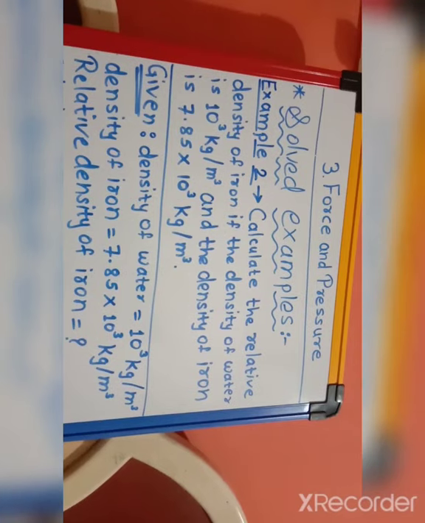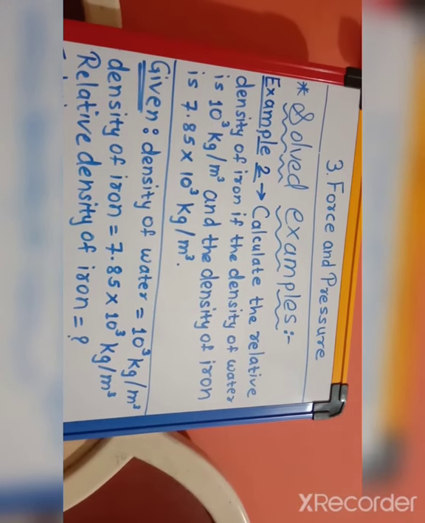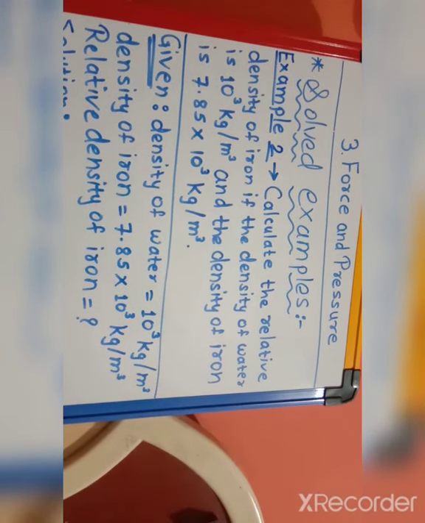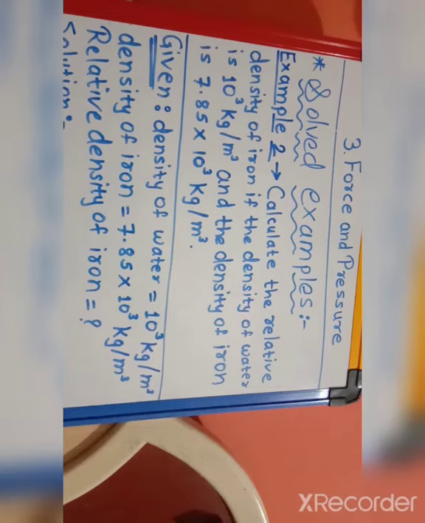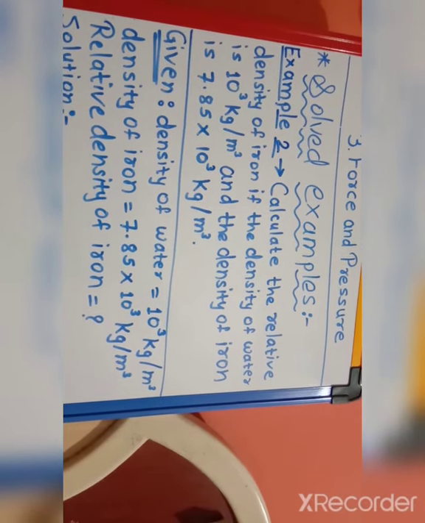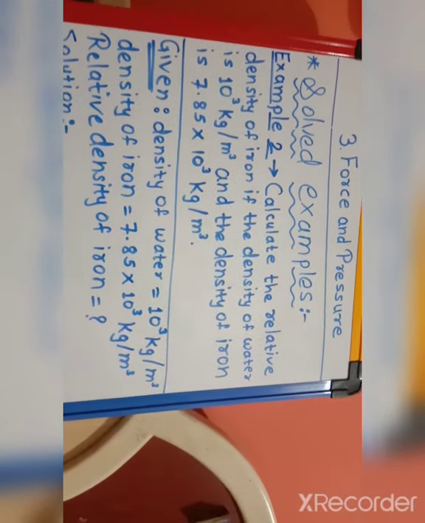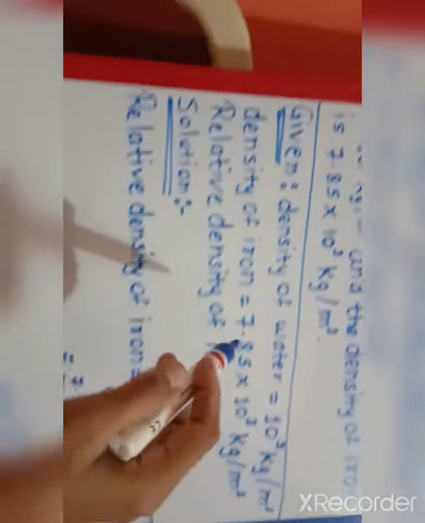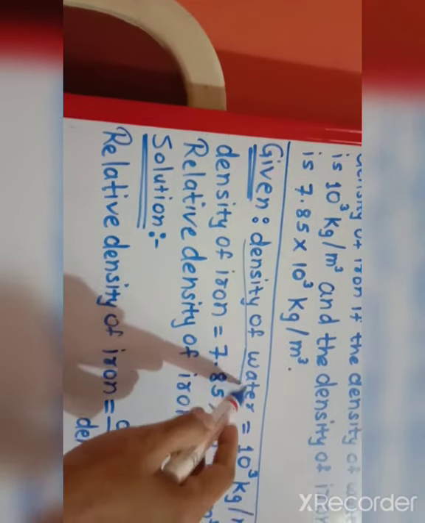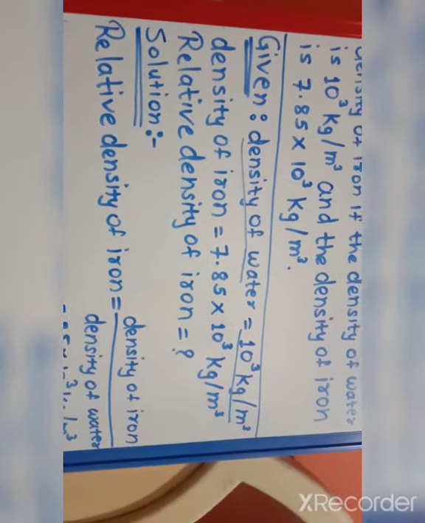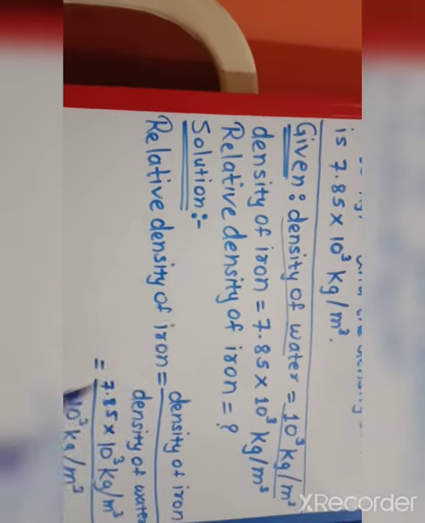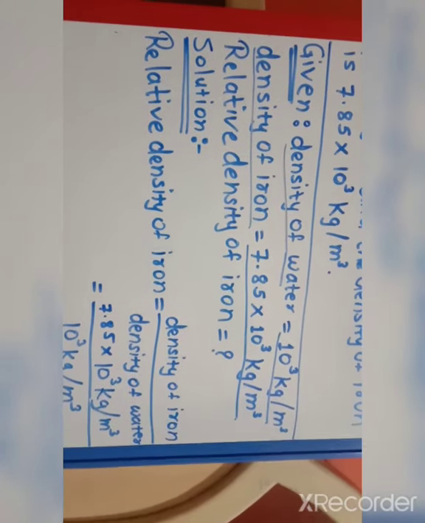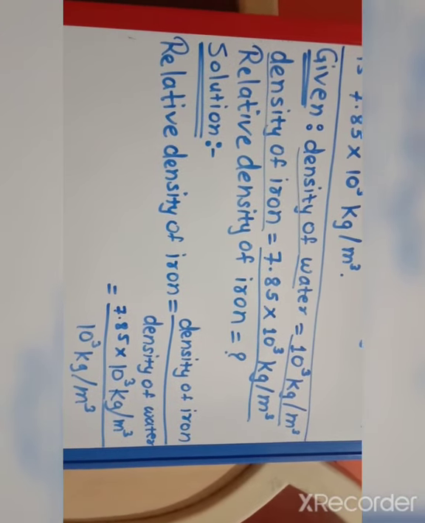Calculate the relative density of iron if the density of water is 10 raised to 3 kg/m3 and the density of iron is 7.85 multiplied by 10 raised to 3 kg/m3. So this is the second example. What is given over here? The density of water is 10 raised to 3 kg/m3. Density of iron is 7.85 multiplied by 10 raised to 3 kg/m3.